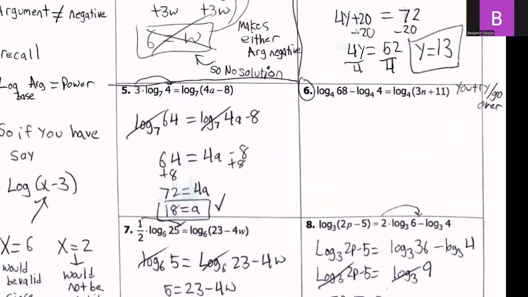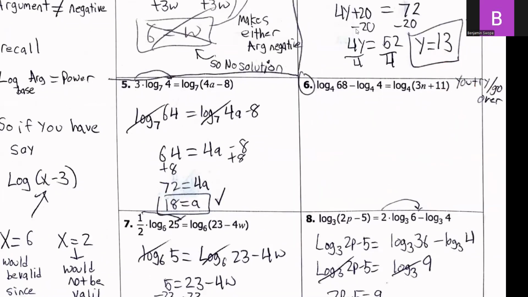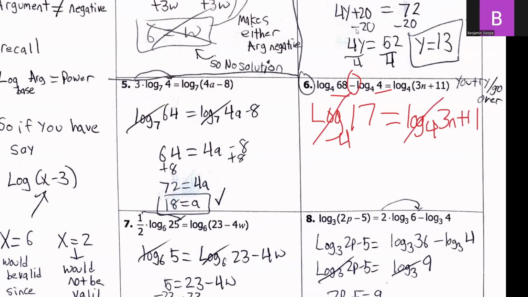Example six, though, just to show you, if you have multiple logs, you're going to want to condense them into a single log. So you want to make it look like questions one, two, and three. For this one, if you remember, a minus causes us to divide our argument. So 68 divided by 4 would be 17. Now this looks like questions one, two, and three. Now I can cross out the log part and set these arguments equal to each other.